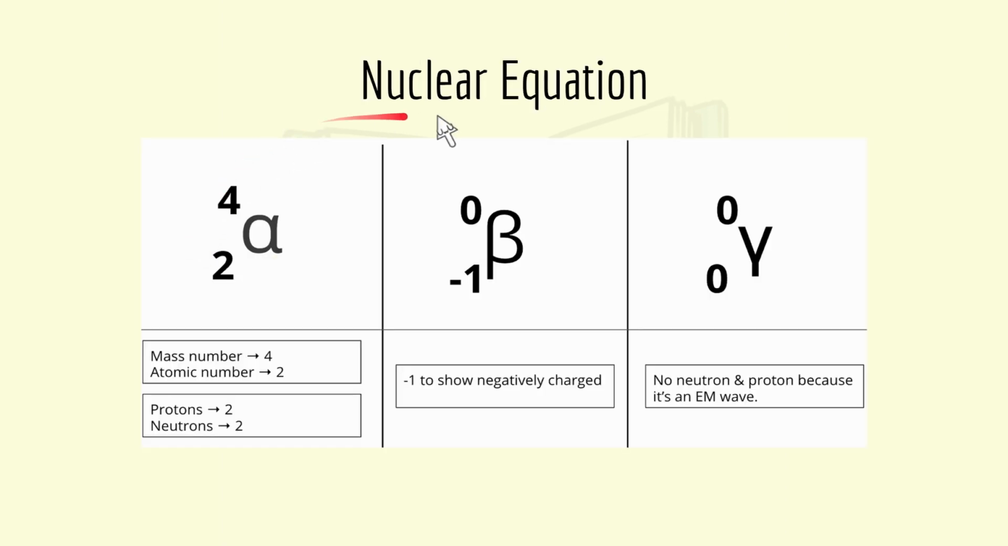So lastly, we have nuclear equations. We have alpha, beta, and gamma. So you can have a read. So we'll move on now.